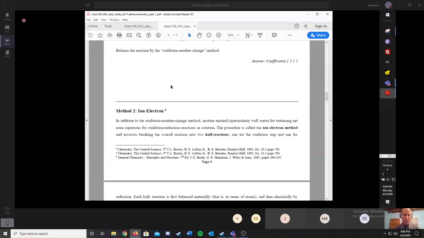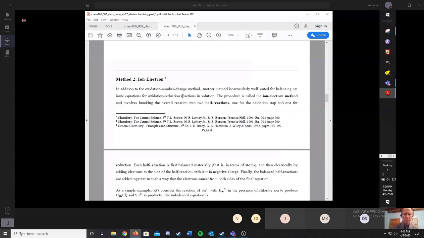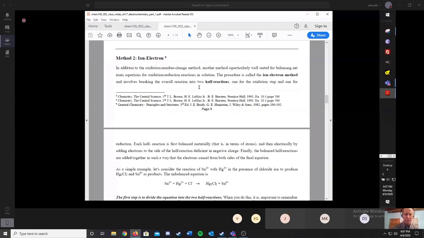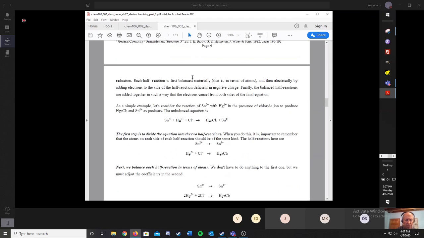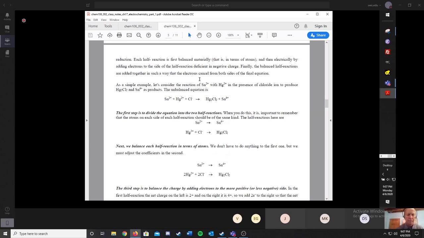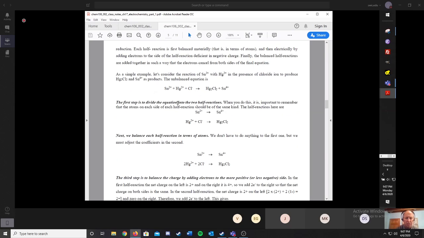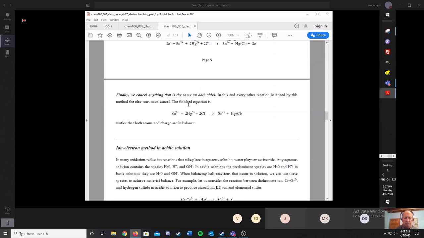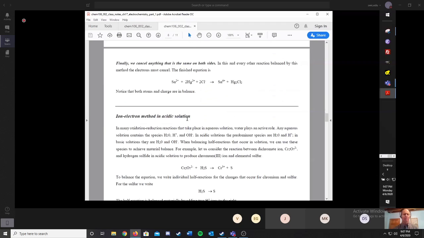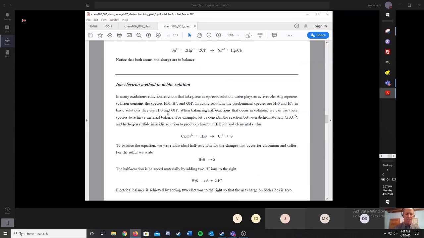Now there's another method which involves splitting reactions into two half reactions, and it's called the Ion Electron Method. This one's used more so than the other, the oxidation number change method, and it involves about six steps where we operate on each half reaction and balance them, and then at the end combine them to get the balanced reaction. And we can do that in an acidic solution.